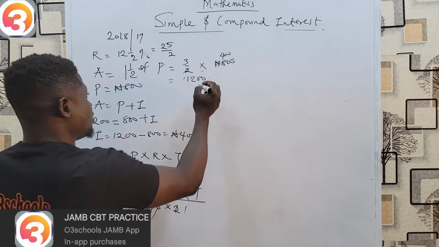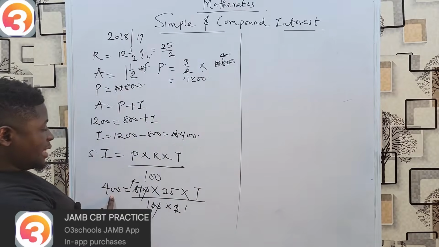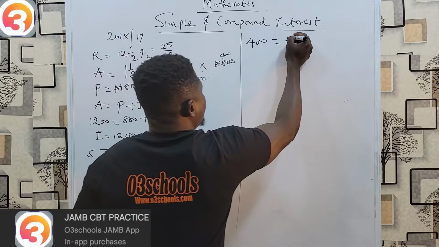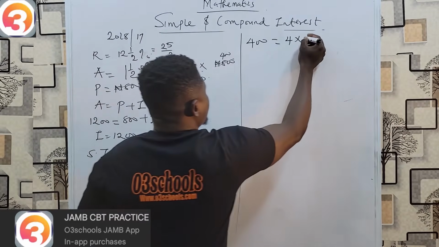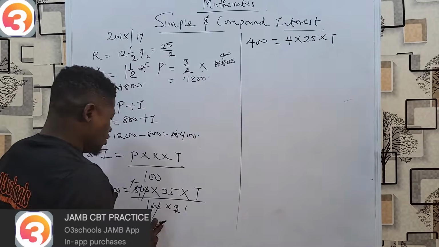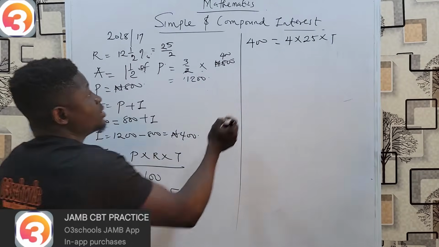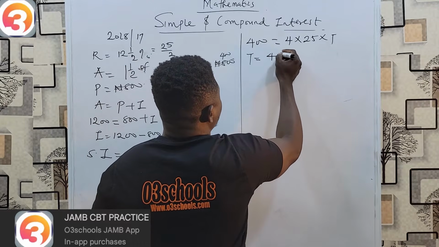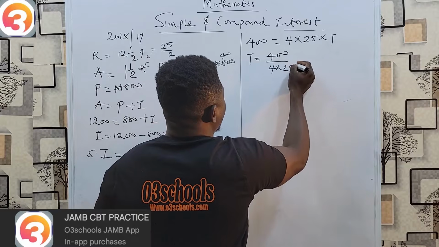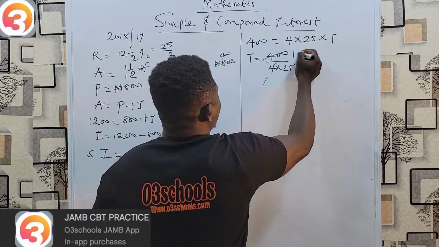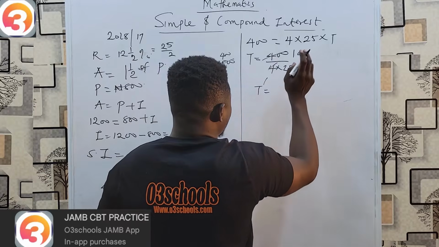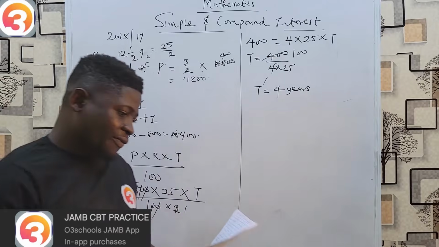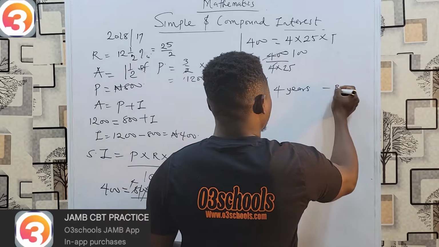So let's bring everything this way. 400 is equal to what is left here: 4 times 25 times time, all over, is there anything underneath it? Nothing. So our time now becomes, divide both sides by 4 times 25. We put our 400 over 4 times 25. 4 into 4 is 1, 4 into 100 is 25. Our time is equal to 100 divided by 25, which is 4 years. So what option is 4 years? That's option B on our app.